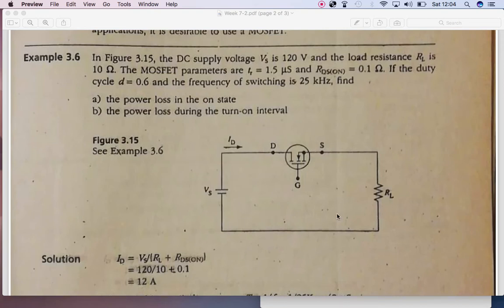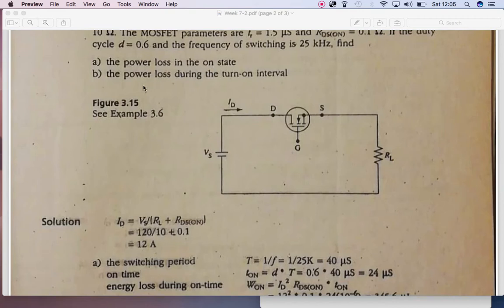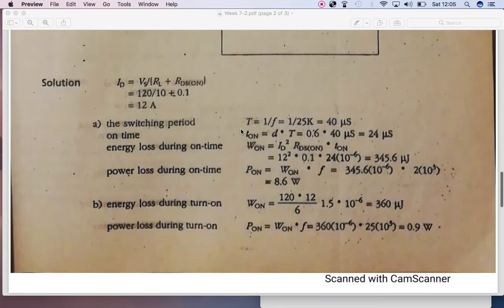a description of this figure: its supply voltage is 120 volts, its load resistance is 10 ohm, its switching on time is 1.5 microseconds, its drain to source resistance is 0.1 ohm, its duty cycle is 0.6, and its frequency of operation for this power MOSFET is 25 kilohertz. We are to calculate the power loss in the on state as well as the power loss during the turn on interval. So we have to calculate these two values here, and what are we doing here.